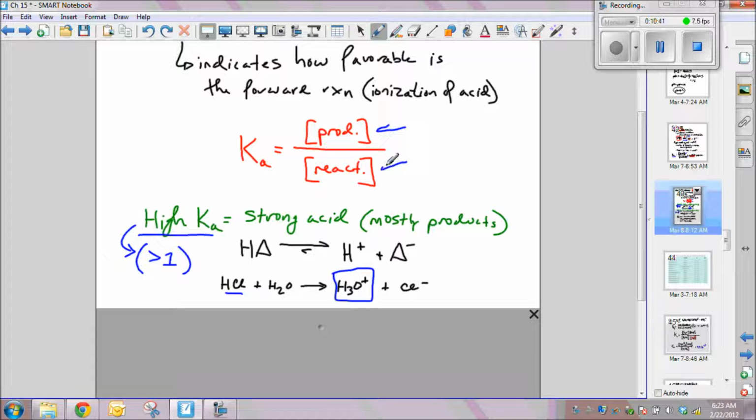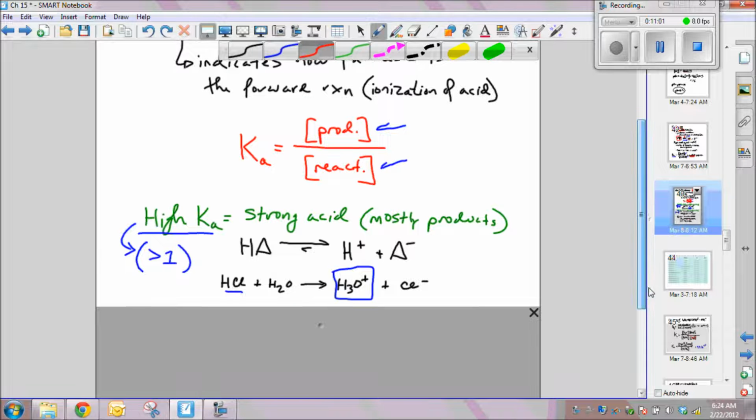And in this case, the value for Ka would be really high, much, much greater than 1. So you have mostly products over a tiny, tiny number of reactants. And therefore, the value for a strong acid or a strong base is very big. And the converse is also true.